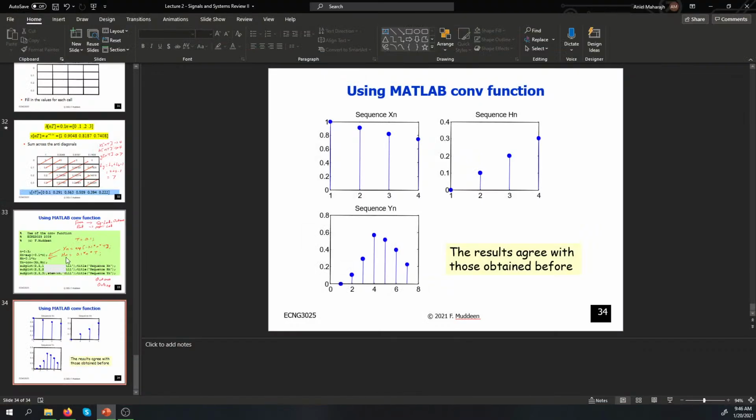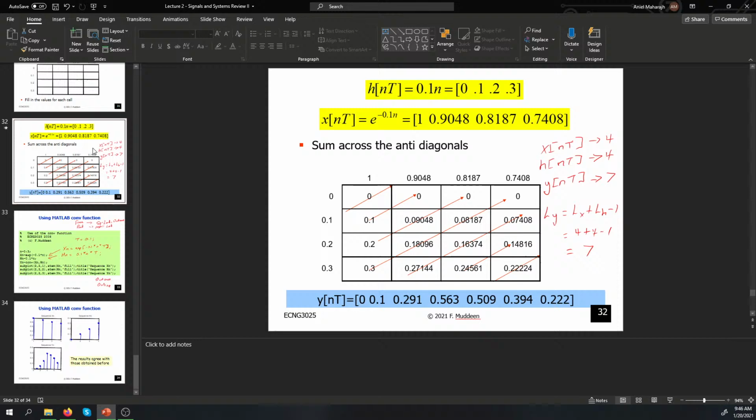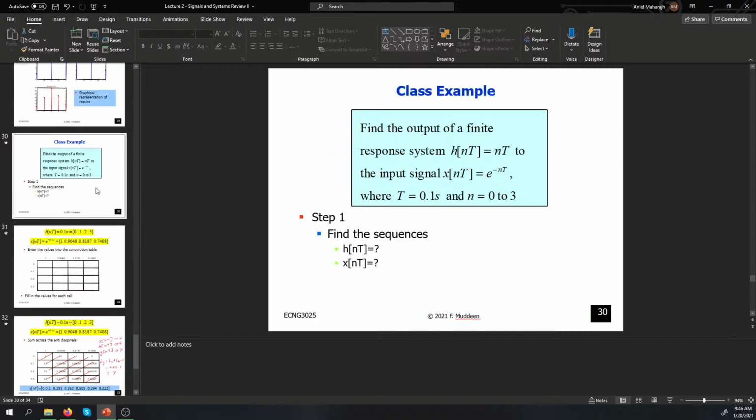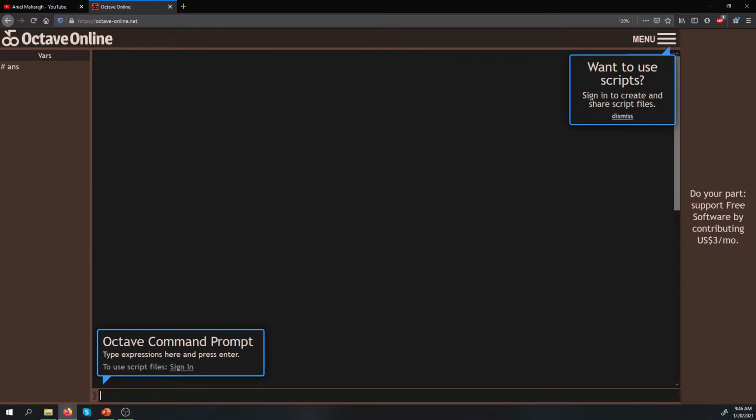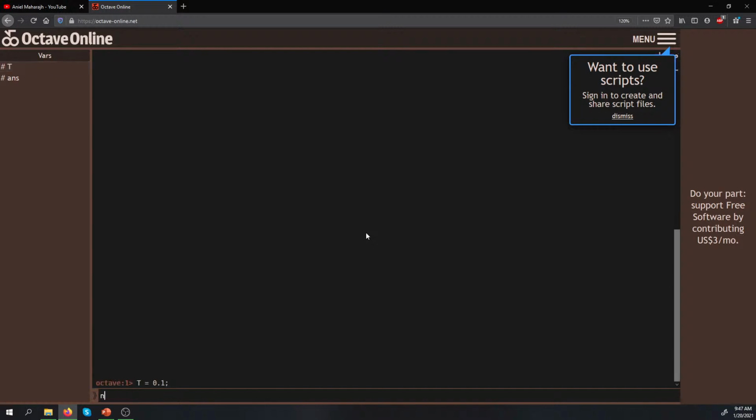Alright, so let's revisit our signals here for the question that we just had. We had t equals 0.1 and n equals 0 to 3. So we're writing this, in particular we'll say t equals 0.1 here, and then n is equal to 0 to 3 here. And we can check this. So n here will be 0, 1, 2, and 3, and t here was 0.1.